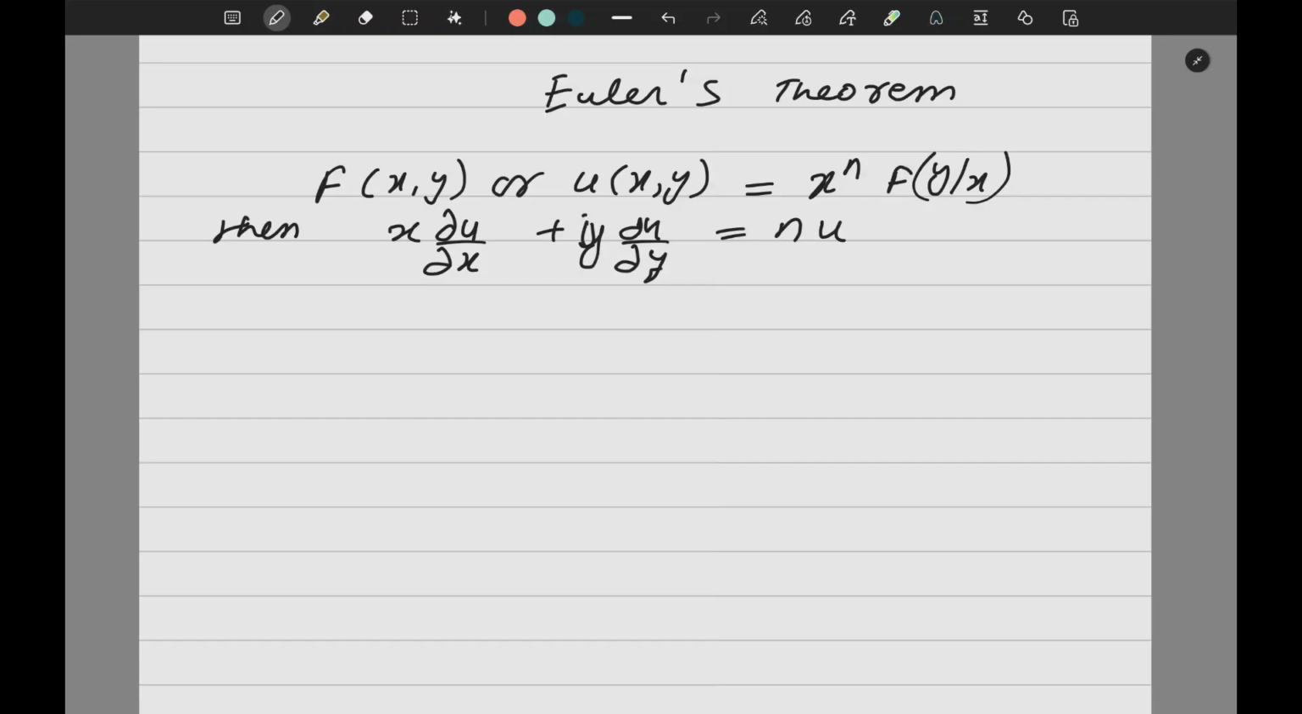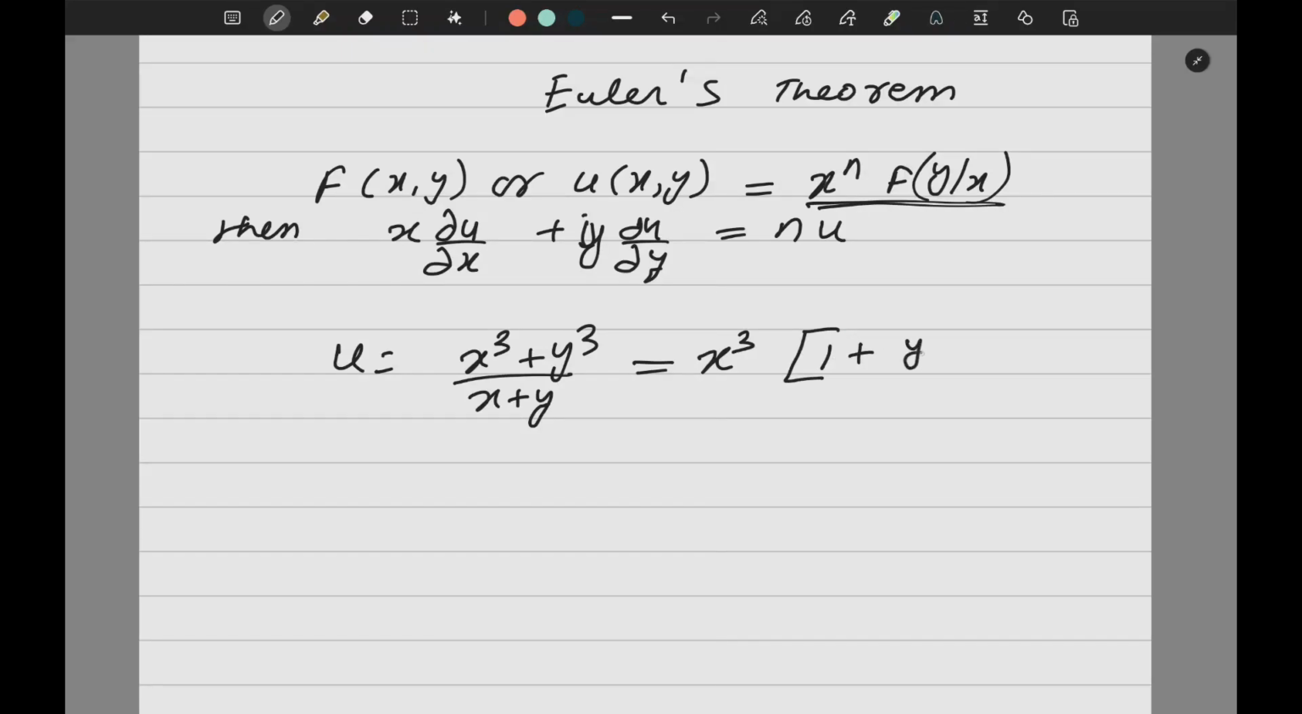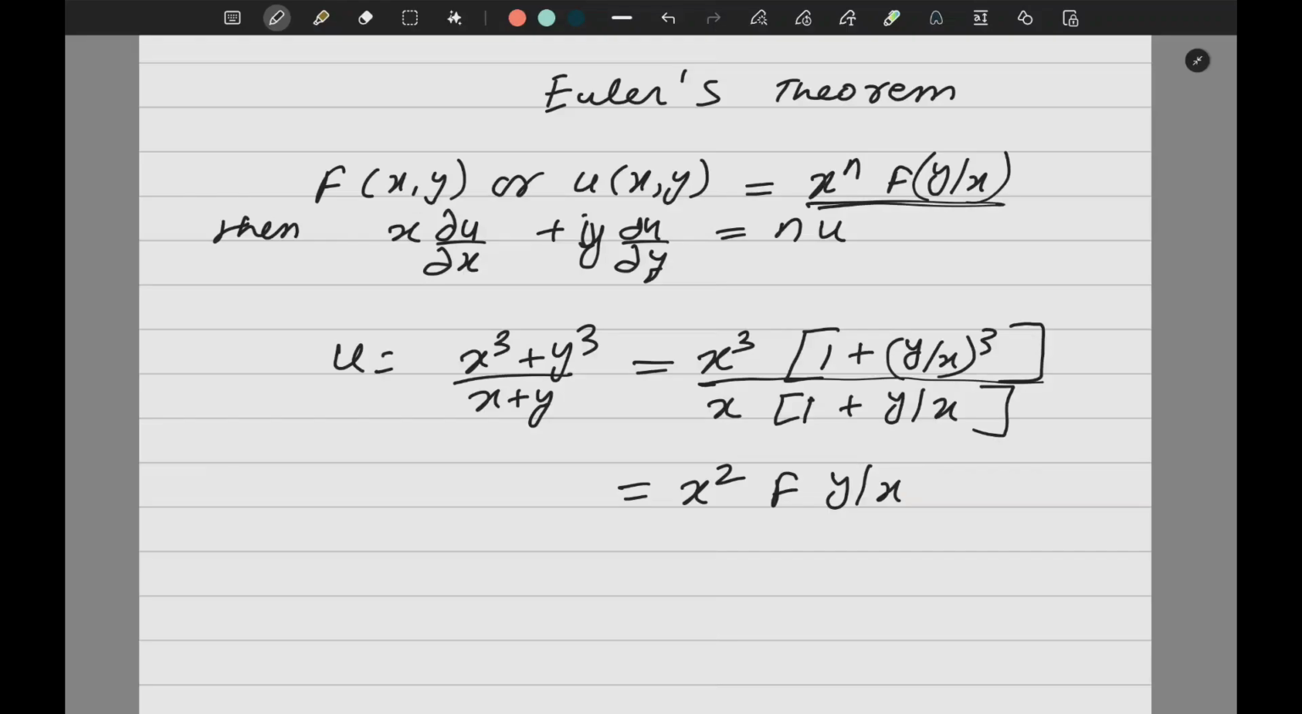Whenever there is a function, suppose I give you u = (x³ + y³)/(x + y). I first need to convert it into this format. What is the concept? See, what is the highest degree of x here? 3. So take x³ out. What is left? 1 + (y/x)³ upon, in the denominator, the highest power is 1, so 1 + y/x. So this is x² times a function of y/x. I have converted the given question u into this format.